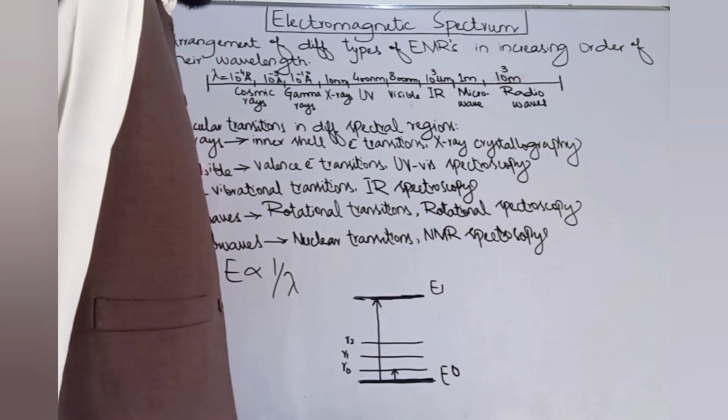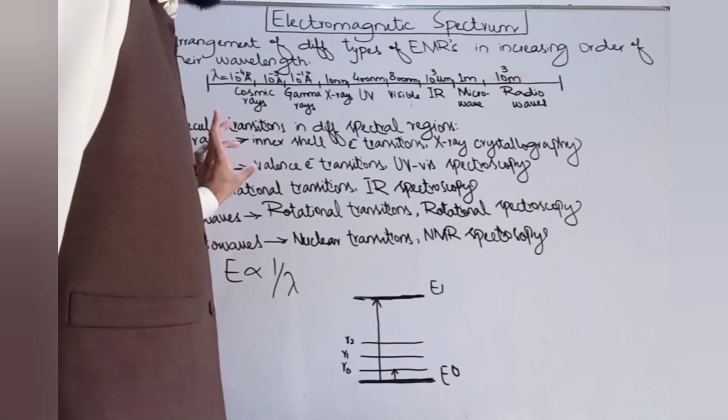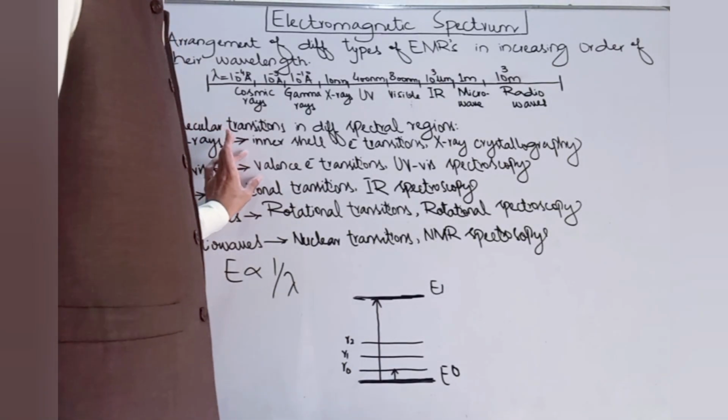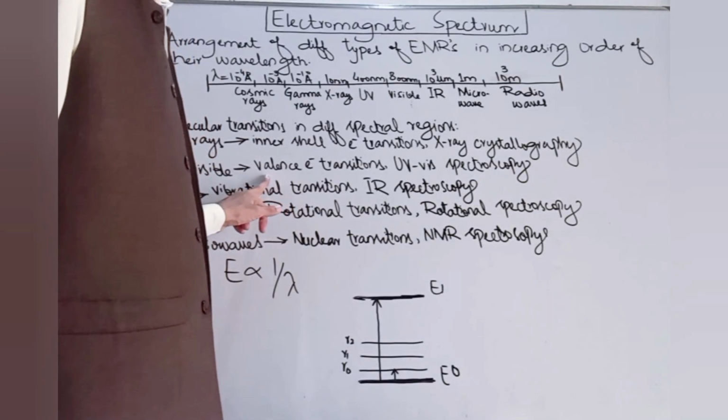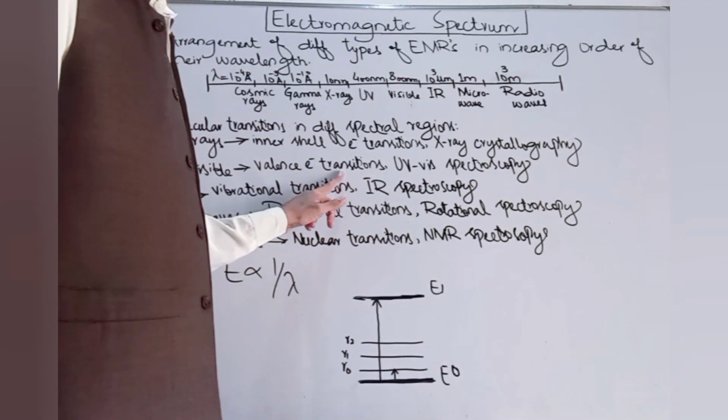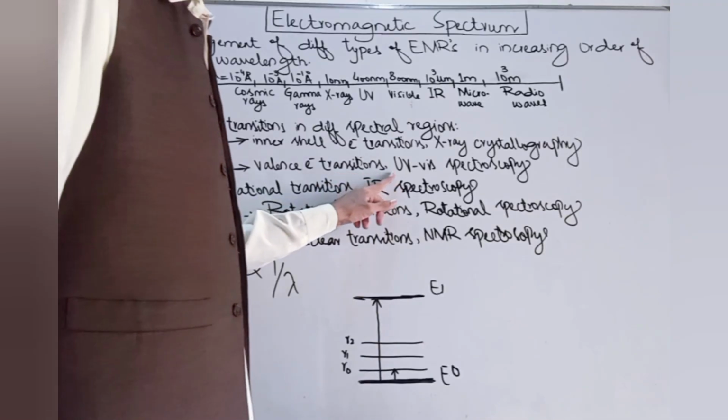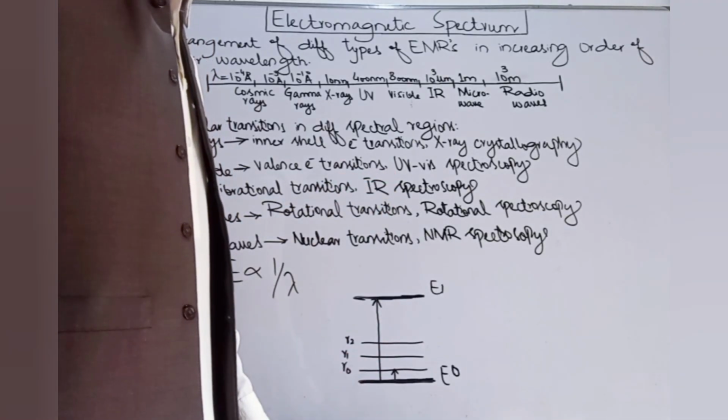The next is the UV visible. The absorption of UV visible radiation causes the transitions of the valence electrons, and the type of spectroscopy concerned with these transitions is known as UV visible spectroscopy.